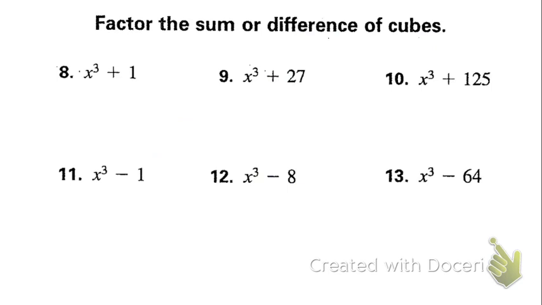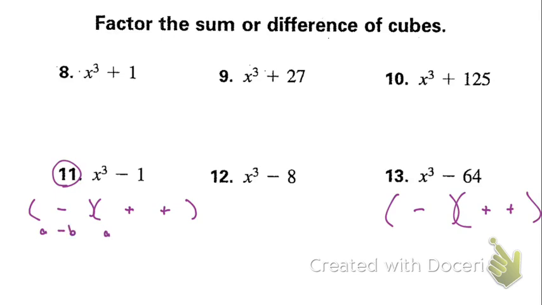Now, here we go, difference in sum. I've done a bunch of sums, so let me do some differences here. So once again, same, opposite, positive. Same, opposite, positive. Okay, so once again, a minus b, and then a squared plus ab, and then b squared.